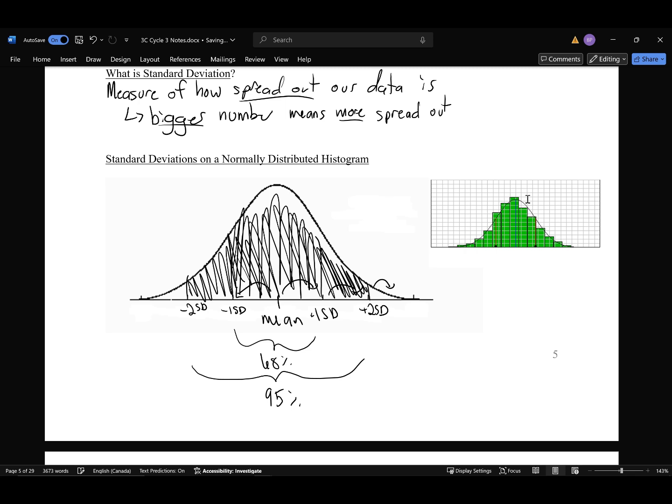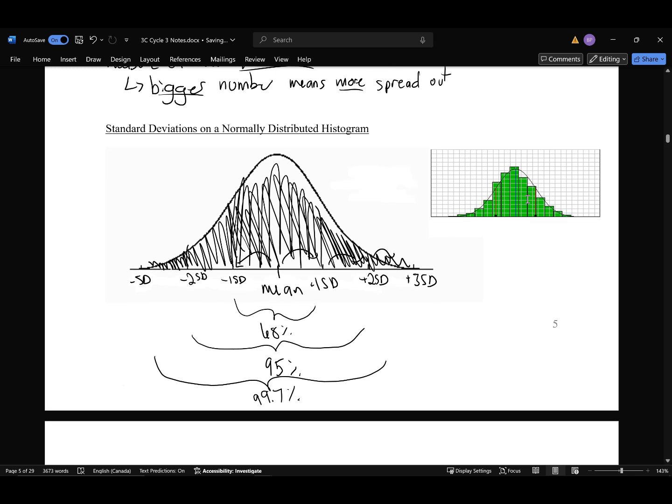And lastly, we can go up to plus 3 standard deviations, and down 3 standard deviations, and that covers almost all of our data. It's very, very rare to see any data outside of 3 standard deviations because 99.7% of our data is going to be within 3 standard deviations of our mean. That means if we have 100 pieces of data, we're not expecting any values further than 3 standard deviations from our mean. If we had 1,000 values, we would expect only 3 of them to be outside of 3 standard deviations of our mean.